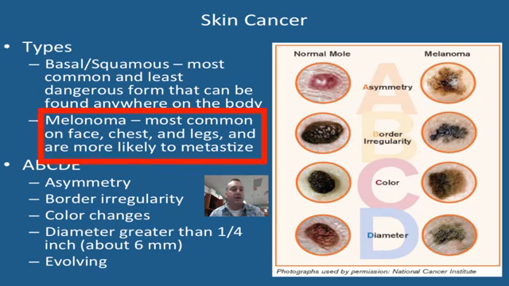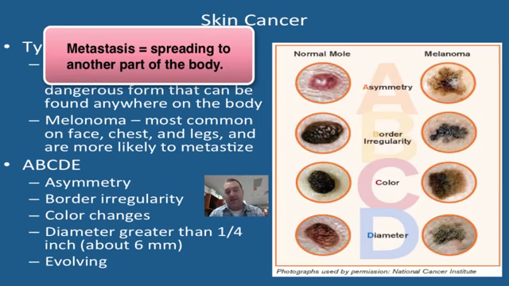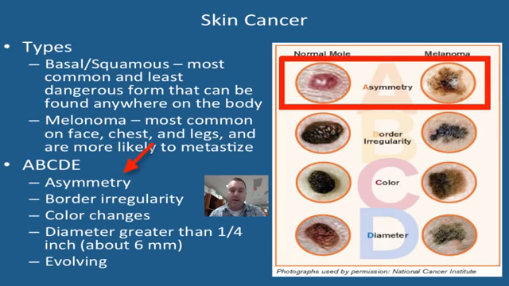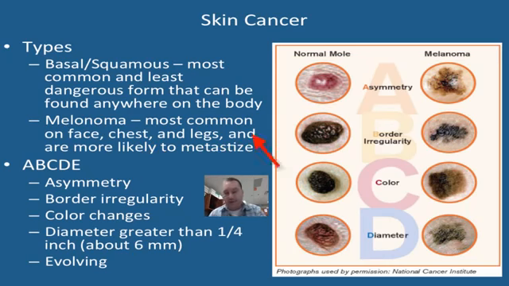The other one is melanoma, and this one's most common on your face, chest, and legs, and it's also much more likely to metastasize. And so this is a very dangerous type of skin cancer. Now, one of the ways that you can do a self-test or check your own skin for skin cancer is to follow this ABCDE method of detecting skin cancer. The A stands for asymmetry. So if you look over here on this graphic on the right, a normal mole has symmetry. It's a perfect circle. And on the right, where you see the melanoma, you can see that it doesn't have an equator where it's equal on both sides.